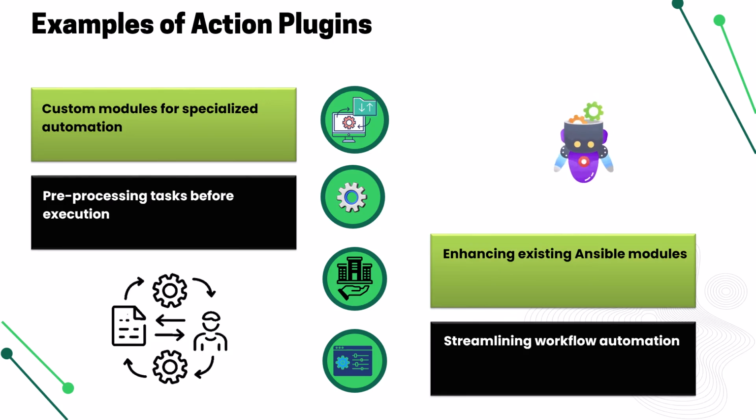Time for some action plugin examples. Custom modules help automate specialized tasks. Think automation with flair. Pre-processing tasks set up execution for smoother workflows, like warming up before a race. Enhancing existing Ansible modules boosts efficiency, why reinvent the wheel? And of course, streamlining workflow automation makes everything more seamless. So go forth and experiment.